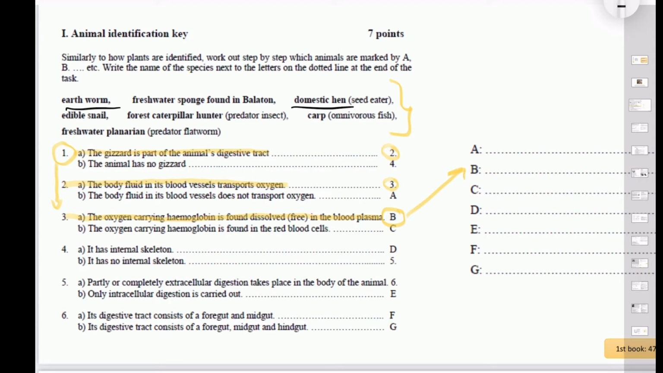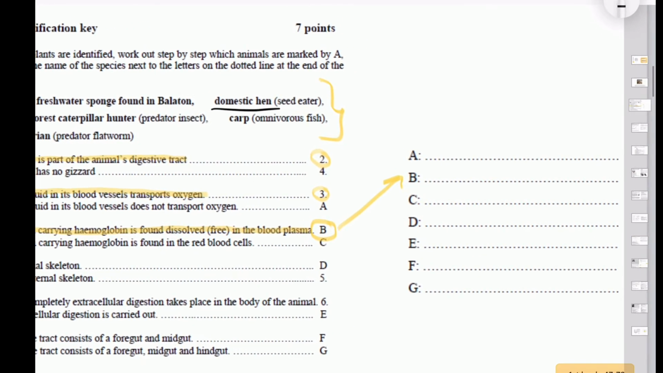So let's read the second. The body fluid in its blood vessels transport oxygen. That's true for both, so it didn't really help. The oxygen-carrying hemoglobin is found dissolved free in the blood plasma. Now, this statement will help us to basically select which organism will be written to this dotted line, because we know that in case of earthworm, they basically lack red blood cells. They have a unique type of hemoglobin that helps them to transport basically oxygen, so earthworm.